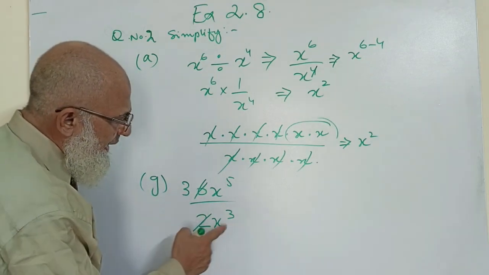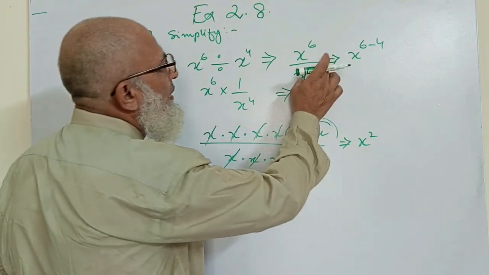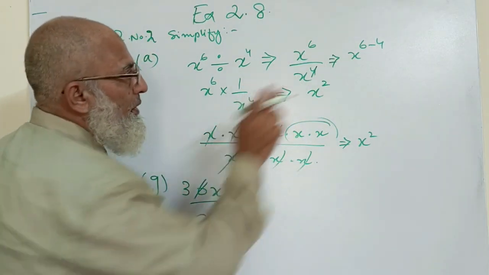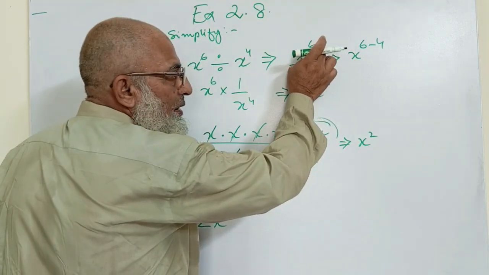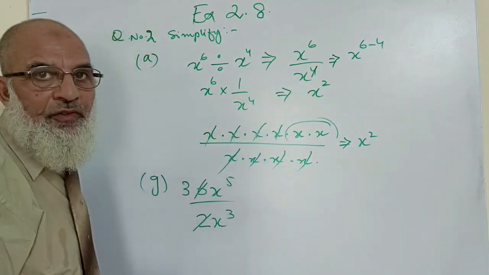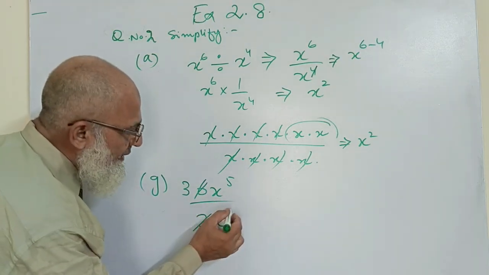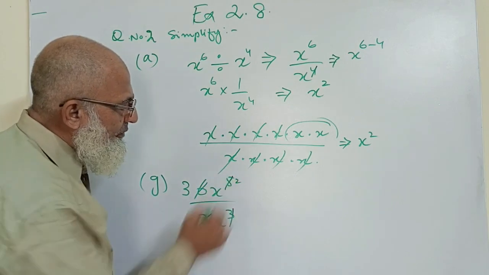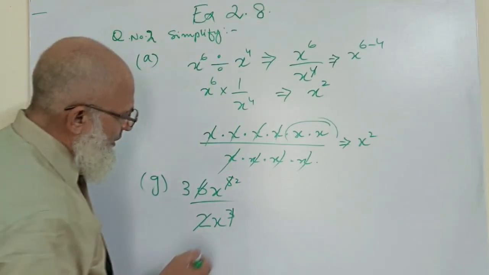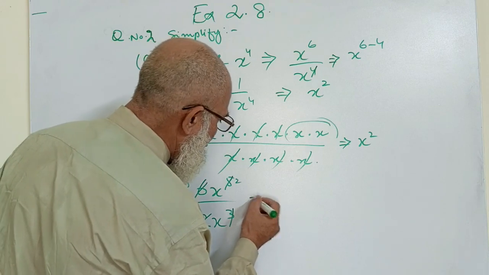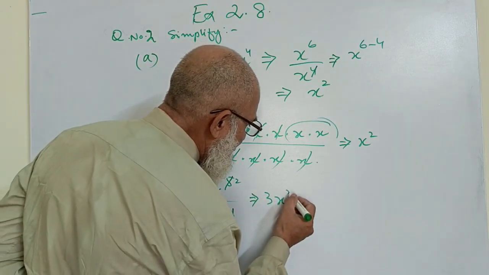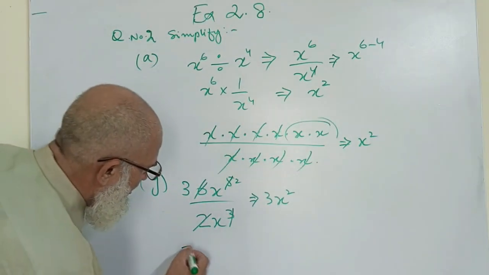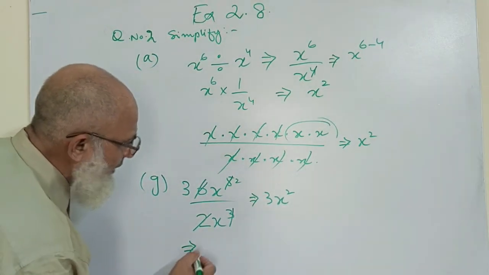And what I told you here, that cancels the 4 powers out of 6 powers of this. Now you can cancel 3 powers out of 5 powers, and what will remain here is 2. So it will become 3x square. And if you want to show the detail, you can show it also like this.